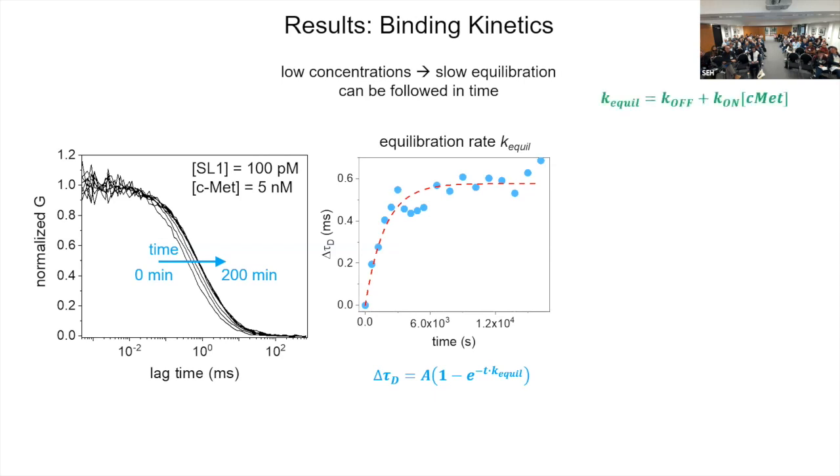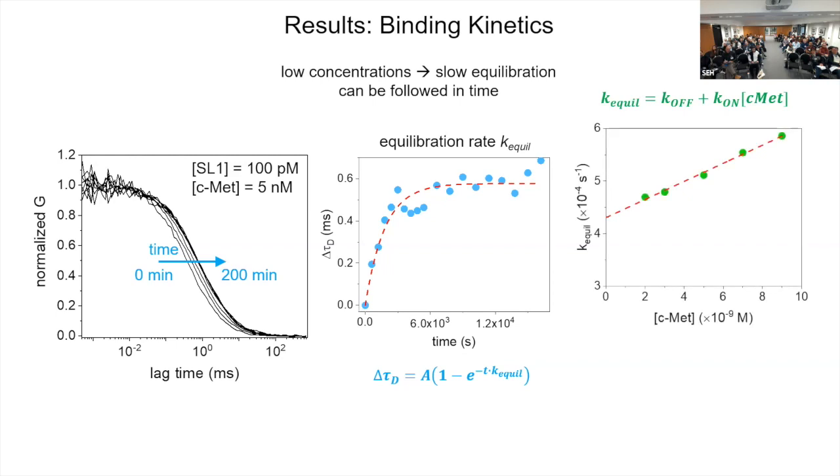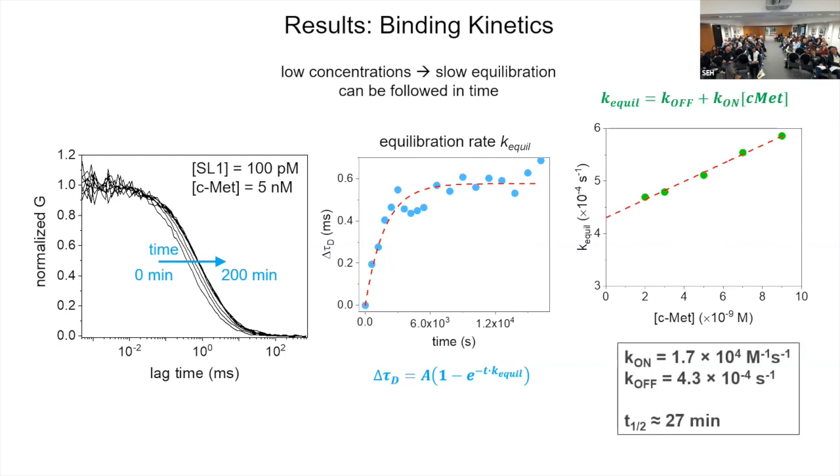Now, we know that the equilibration rate scales linearly with the target protein concentration. And actually, this was beautifully demonstrated also in our data. So by fitting the graph with a linear model, we can extrapolate the k_on and the k_off rates under this condition. And we got for this complex an average half-life of about 30 minutes.